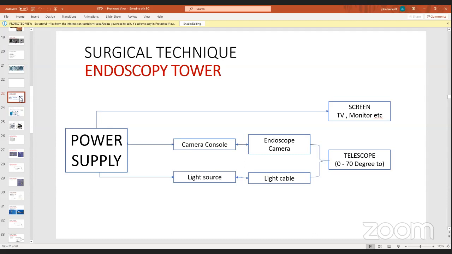So first, we go from the left to the right. First, you need to have a power supply. The power supply will connect the camera console to the electricity. This console will be connected to the camera. I will show you a picture of the camera. And the camera is connected to the telescope. The light cable is also connected to the telescope, and the light cable has a light source that is again connected to the power supply. So you should always know how to mount it, because you should not always rely on the technician in the OR. You should understand how it works. So this is a connectivity that you should understand. And for the telescope, you can have 0, 12 degree, 30 degree, 45 degrees, 70 degrees. Each one has its own advantage and limitation. Okay, let's go forward.